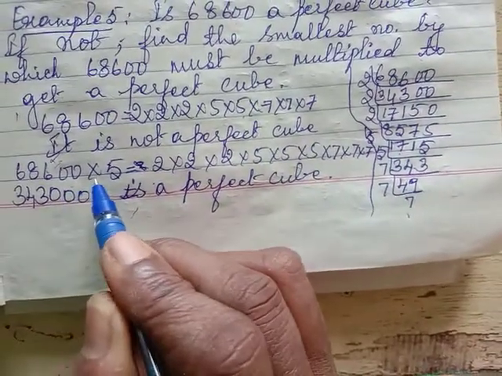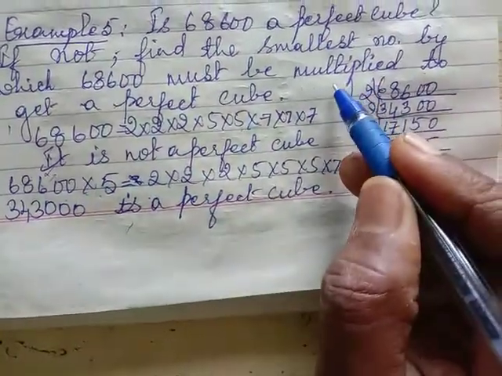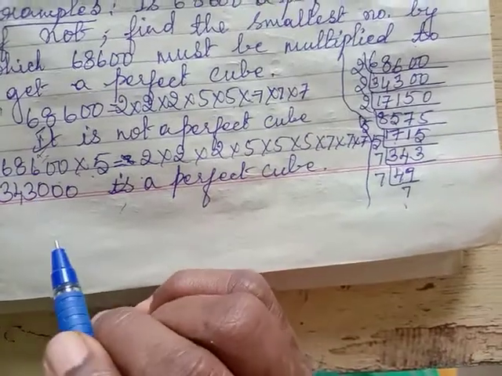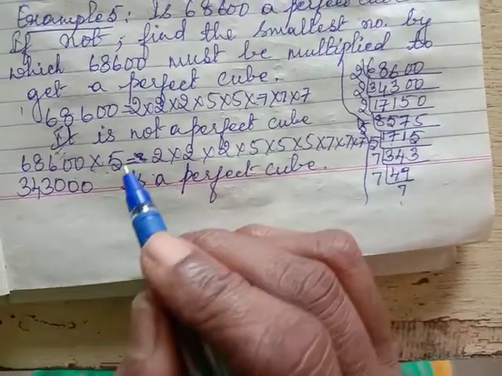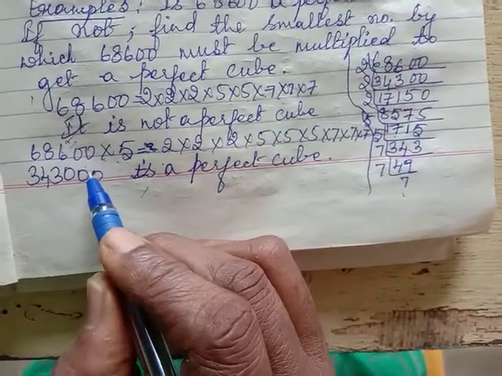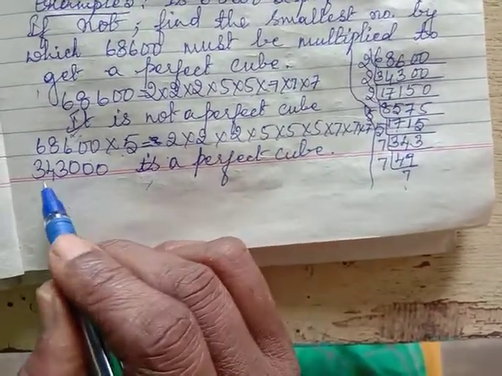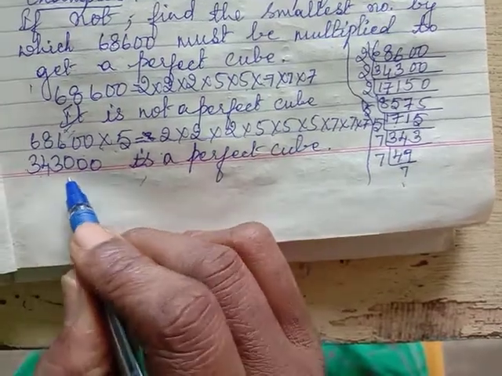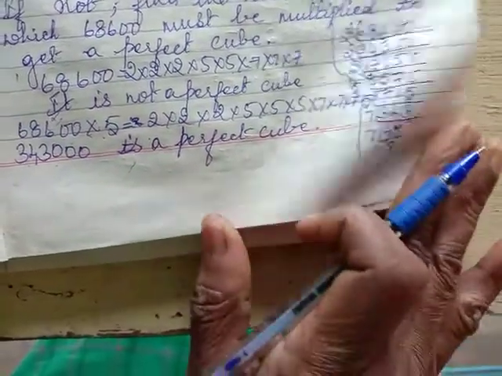So this should be multiplied. Here they asked us to multiply. So how much do you have to multiply to get a perfect cube? You have to multiply by 5 on both sides. If you multiply by 5, then you will get a perfect cube. After multiplying you will get 3,43,000, which is a perfect cube.